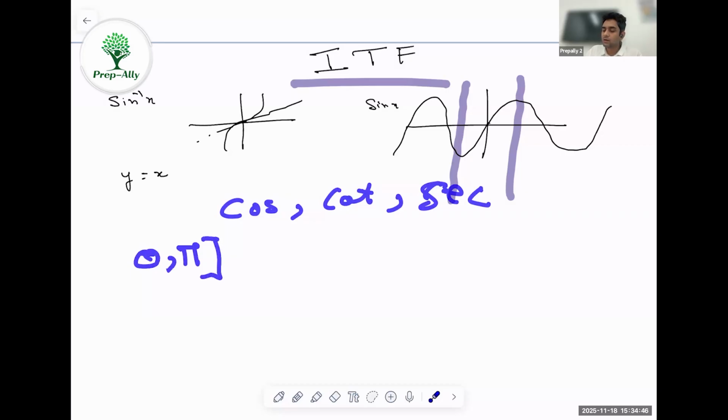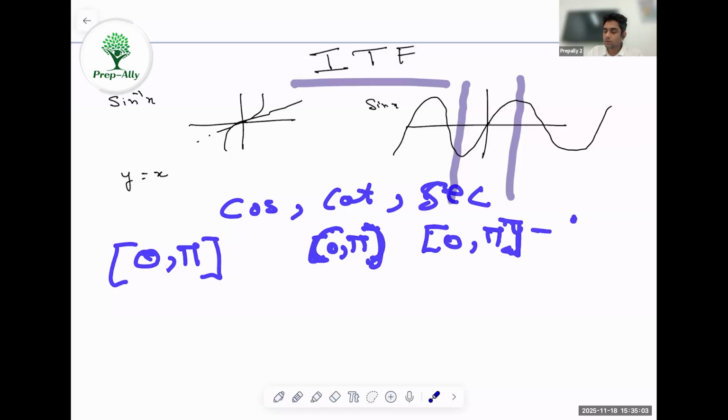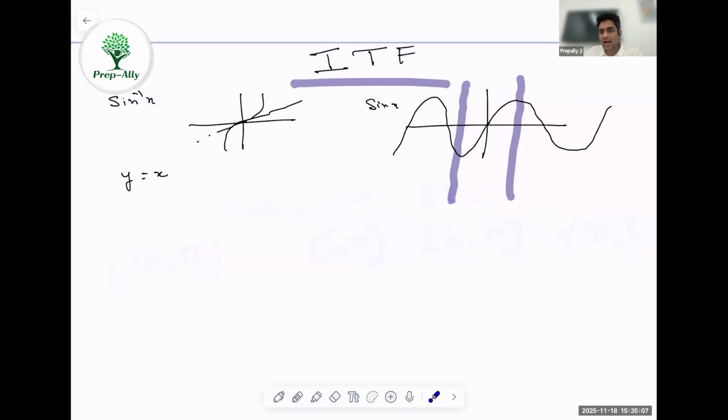In cos, both are included. In cot, both are not included, so it will be an open interval. And in secant, it will be 0 to pi, but except the one value, that is pi by 2. So that's how we clip it. And then we talk about the domain and range, so it's domain and range in the graph. You should be aware of that. It's given in NCERT. You can just go through it once.